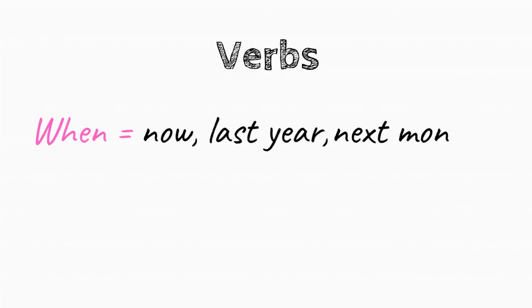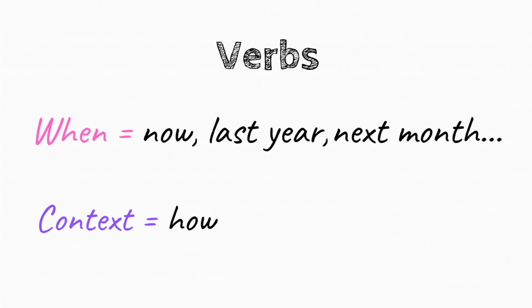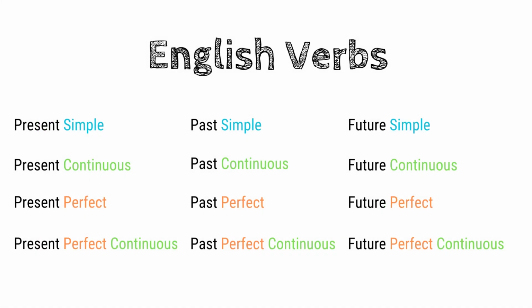Verbs communicate when an action occurred. Now, last year, next month, and also the context of that action. Is it a habit? Is it a finished action? Or is it ongoing? What happened before or after? Could it happen again?